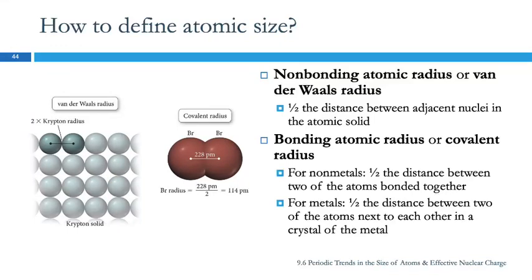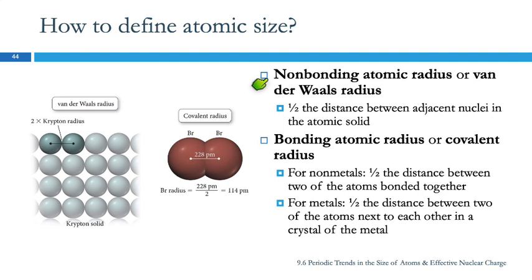We're going to be looking at some periodic trends that can be explained by quantum mechanics. The first one we're going to look at is trends in the size of atoms. And so we first have to decide, well, how are we going to define atomic size? Because although we often depict them as solid spheres, atoms are not solid. So how do we measure them?